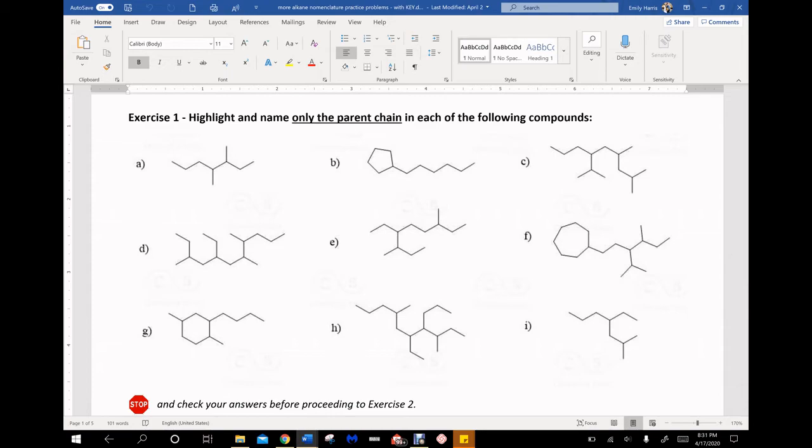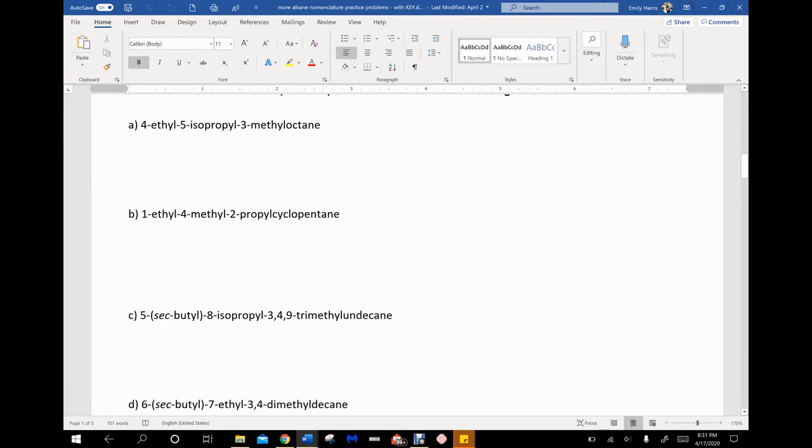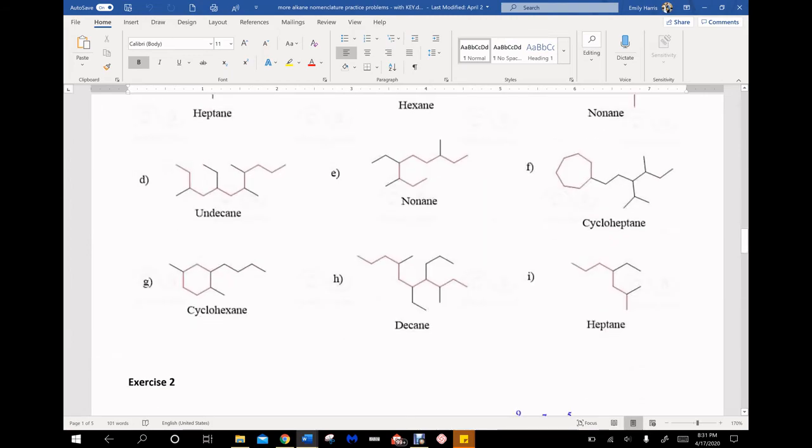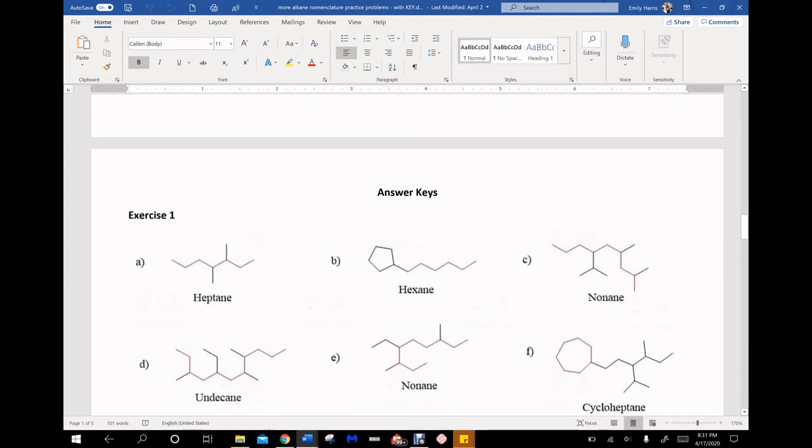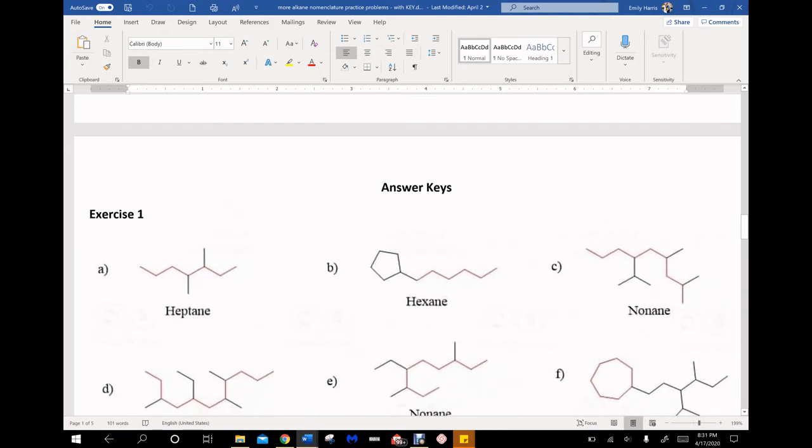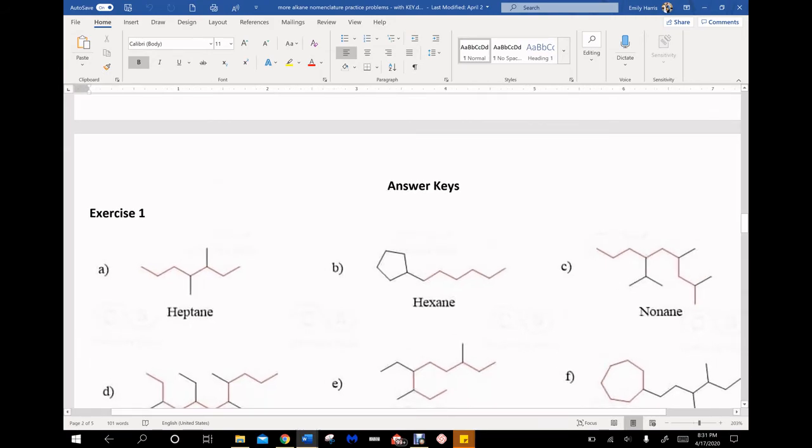All right, so welcome back. Let's go down and check those answers. So answers for A, B, and C. The longest chain on A was 7 carbons long. So we'll call that heptane. The longest chain on B was 6 carbons long. And that 6 carbon chain beat out the 5 carbon ring. So we'll call that hexane.